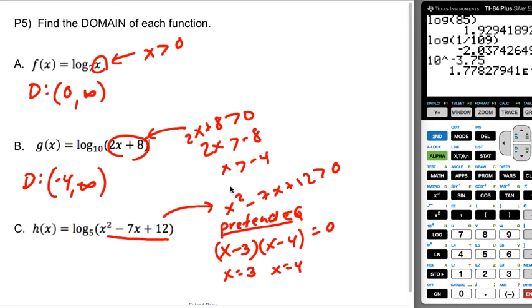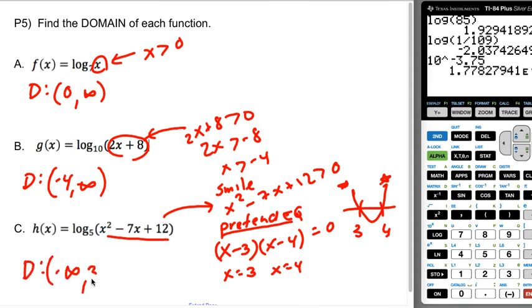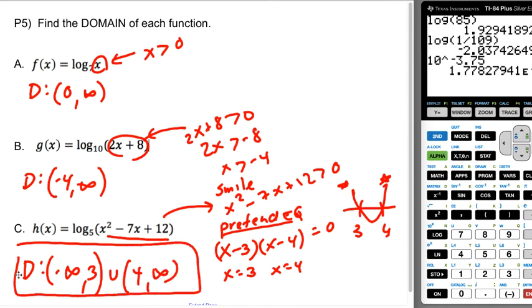Once you know that, again, this is a smile because of the positive in front of the x squared. So it's going to look like this. This is 3, this is 4, so my winners are these two sides. So I'm going to get that the domain is negative infinity to 3, and again, from 4 to infinity. And you could have done that with the other kind of sign chart as well. And that is it for 6.3.